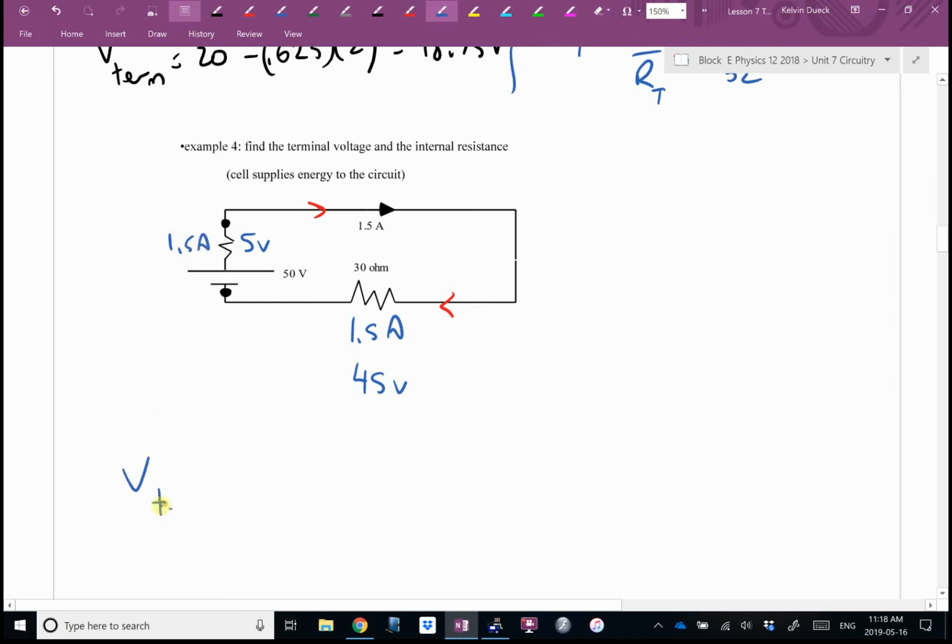So the terminal voltage, I can already tell you, is 45 volts, because that's what was left over for the outside of the battery. If there had been more than one resistor, I just would have added up all of the voltages. And now I can tell you what little r is, because if V equals I times R, R equals V over I. How many volts do we lose going through internal resistor r? 5. How many amps are going through internal resistor r? 1.5. How big is the internal resistance of this battery?